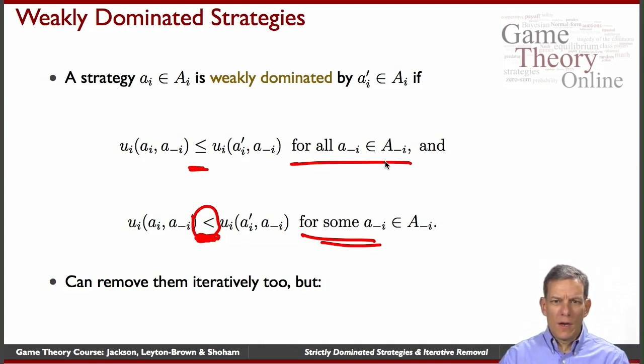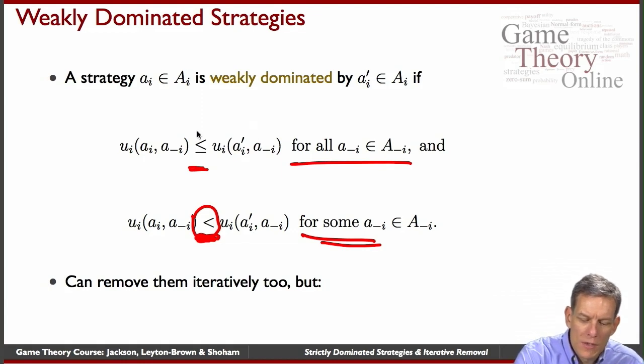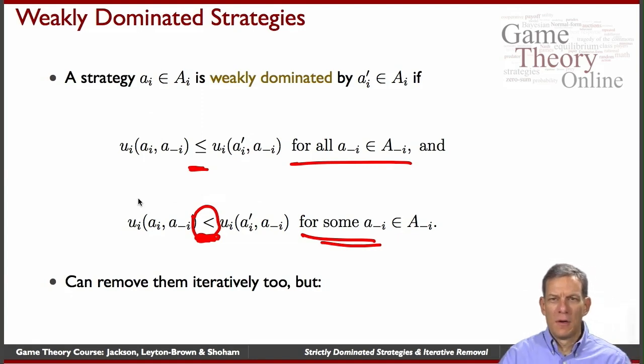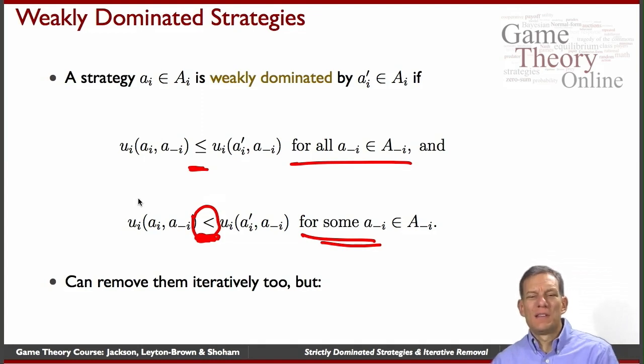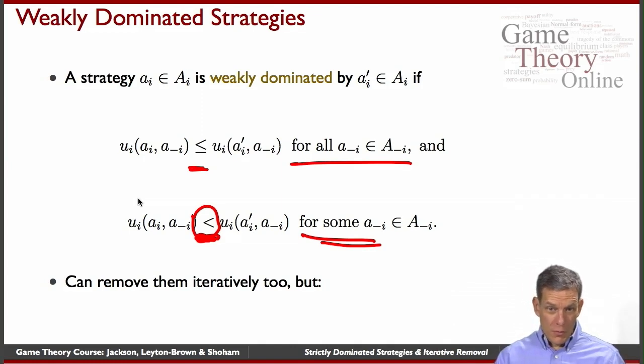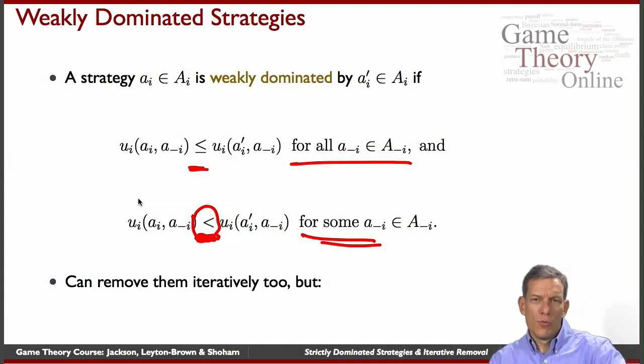So the idea of a weakly dominated strategy is that A prime always does at least as well as A, and sometimes strictly better. So this is still a strategy. You could say, okay, A prime really dominates A because it always does at least as well and sometimes does strictly better. So if I'm uncertain at all, I might as well go with the one which always does as well and sometimes strictly better. So weakly dominated strategies can be eliminated as well. You can iterate, just go through games exactly like we did before, same kind of thing.